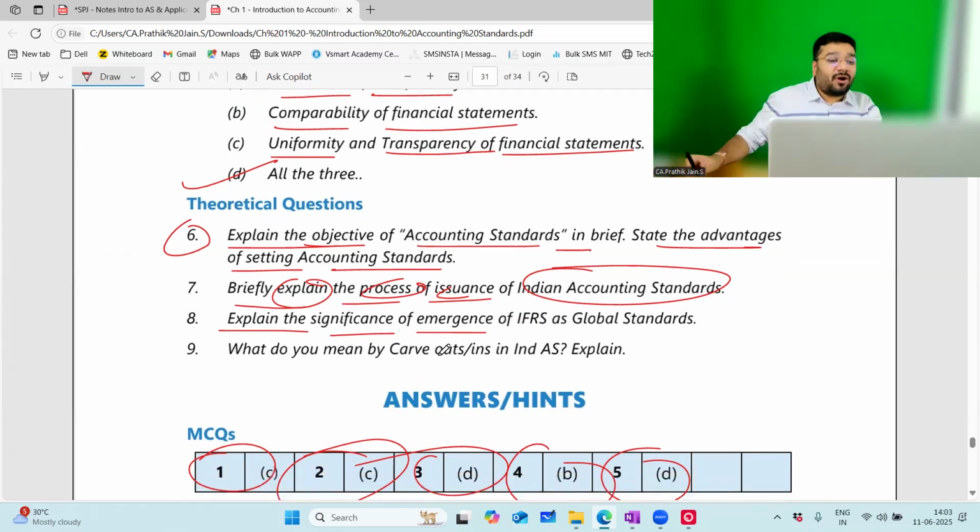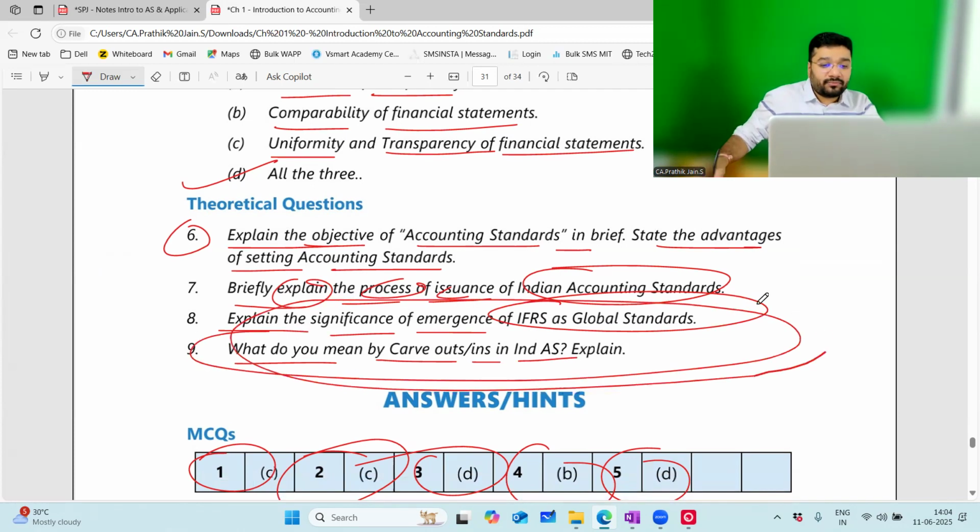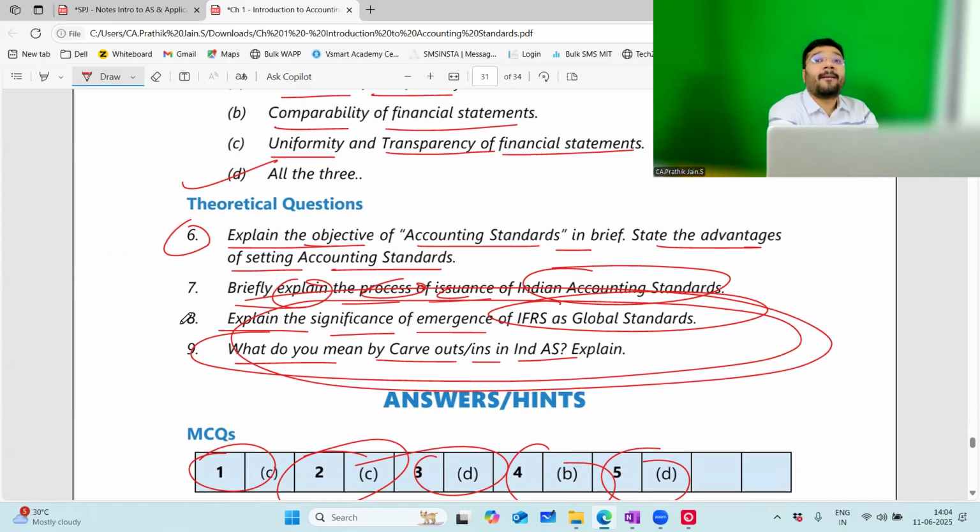Explain the significance of emergence of IFRS as global standard. What do you mean by carve out and carve in India? This I'll discuss next, the last two, in the next class. So whatever we discussed is practically applicable.